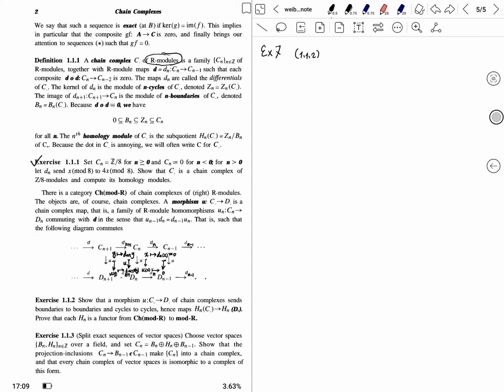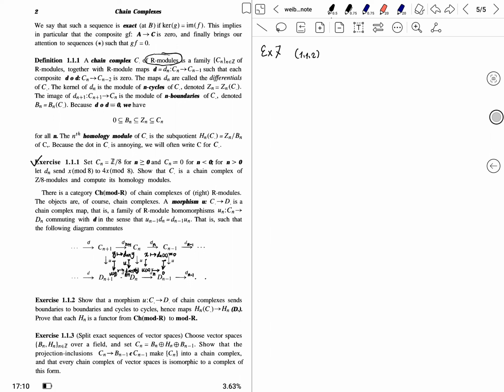Let's do exercise 1.1.2. The statement first defines what is called a morphism of chain complexes. By definition, you have a chain complex C dot and a chain complex D dot, and the morphism is, in each degree n, a map from Cn to Dn, and this gives you a diagram. We require this diagram to be a commutative diagram. This is called a morphism between chain complexes.